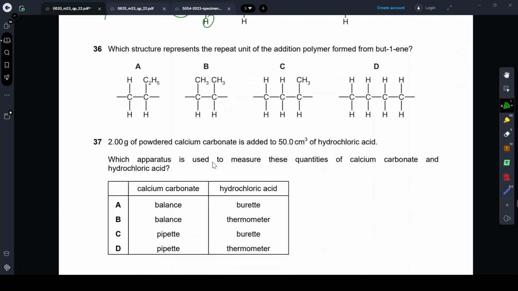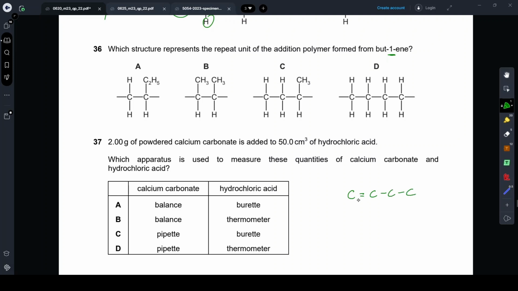Okay, all right. Question 36. Which structure represents the repeat unit of the addition polymer formed from but-1-ene? So how are we going to solve this? They're telling you the position of the double bond. And so what you want to do, let's do it over here.